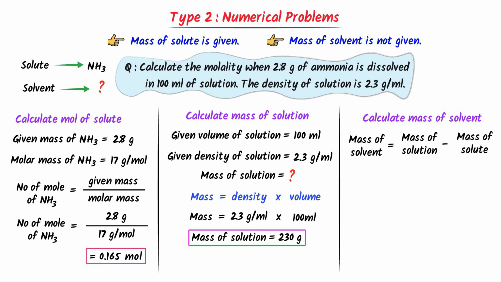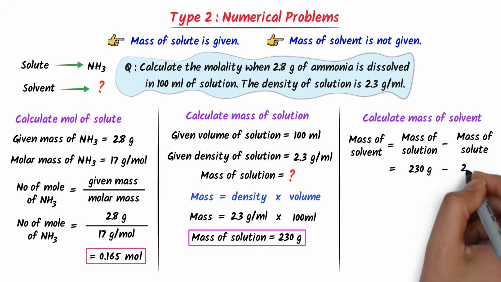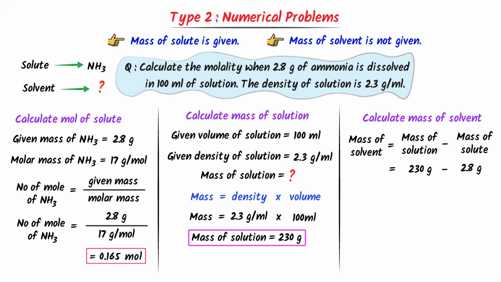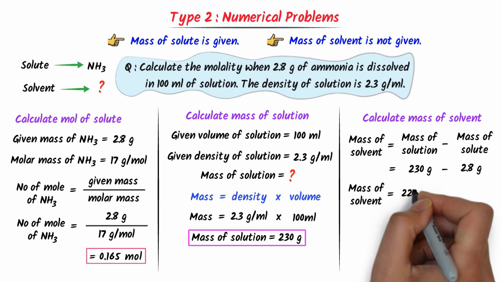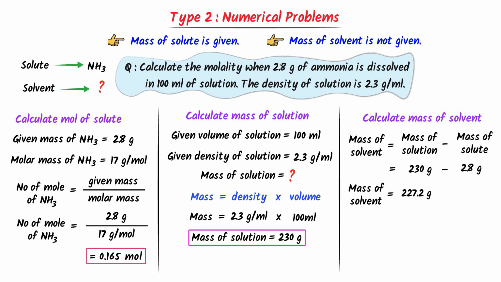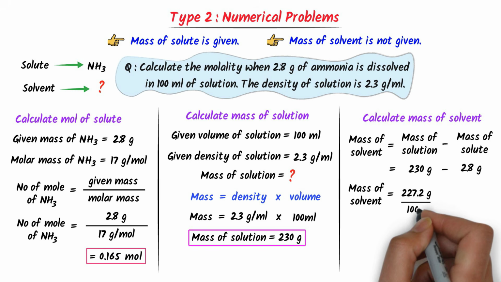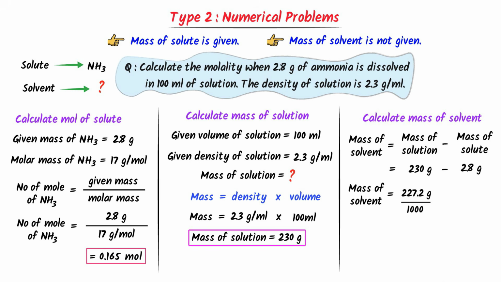We already calculated the mass of the solution, which is 230 gram, minus the mass of the solute, which is 2.8 gram. After calculation, I get 227.2 gram. The mass of the solvent is 227.2 gram. Now we will convert it to kg. I divide it by 1000. I get 0.227 kg. Thus, the mass of the solvent is 0.227 kg.